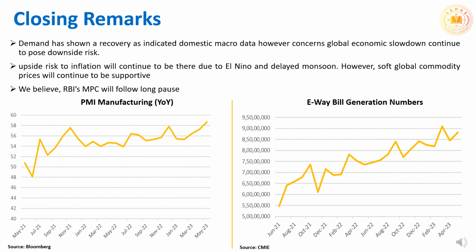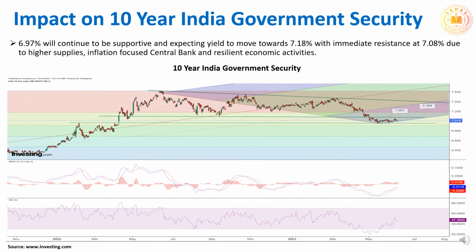On inflation front, upside risk to inflation will continue to be there due to El Niño and delayed monsoon. However, soft global commodity prices will continue to be supportive for lower inflation trajectory. We believe RBI's MPC will follow a long pause. Impact of data prints on India's 10-year government security.